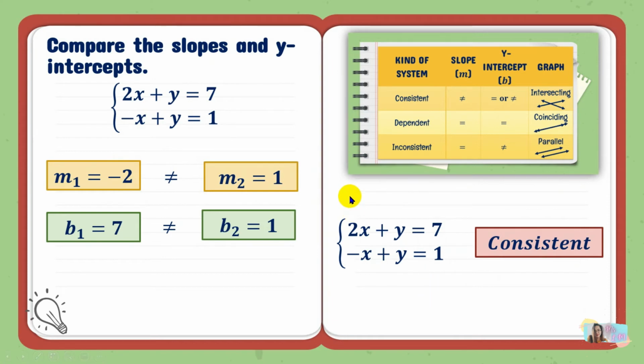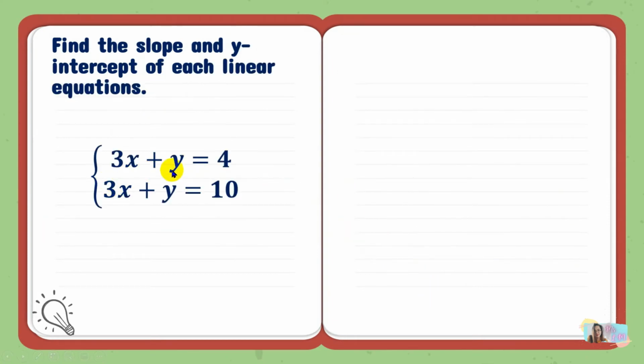Now, let's have our second example. So, we have here 3x plus y is equals to 4 and 3x plus y is equals to 10. So, again, this is a system of linear equation in two variables. First step is to find the slope and y-intercept of each linear equation. And to do that, we have to rewrite these equations.